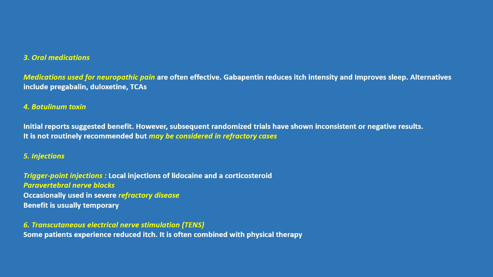Number 5, injections. Trigger point injections with lidocaine and a corticosteroid or paravertebral nerve blocks. These are occasionally used in severe refractory disease. Benefit, however, is usually temporary. Transcutaneous electrical nerve stimulation. Some patients experience reduced itch. It is often combined with physical therapy.